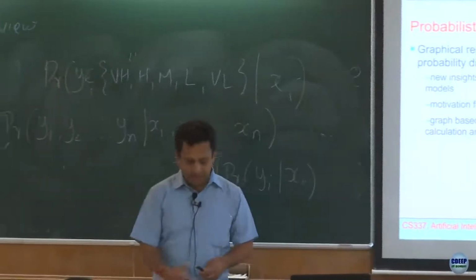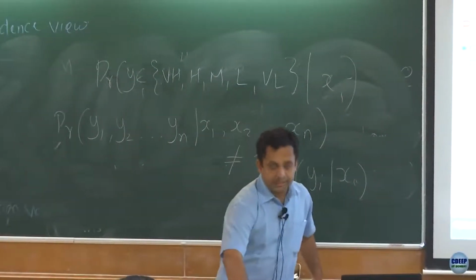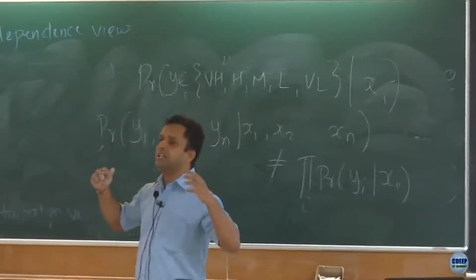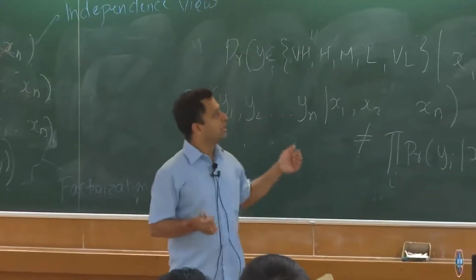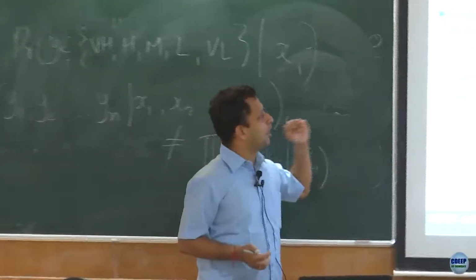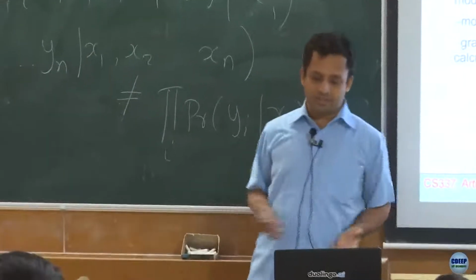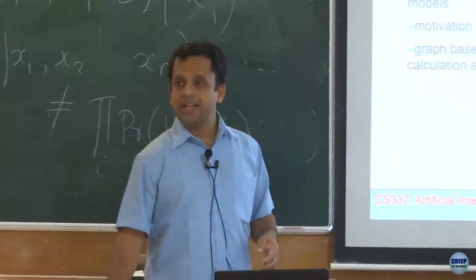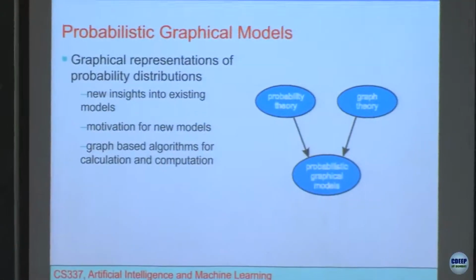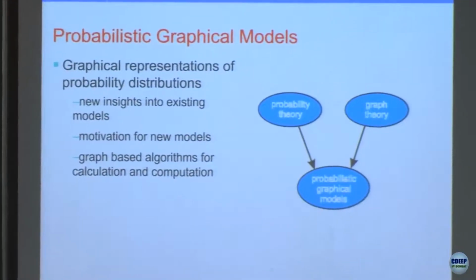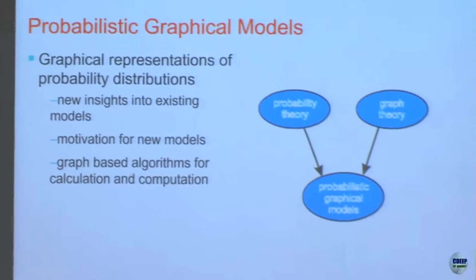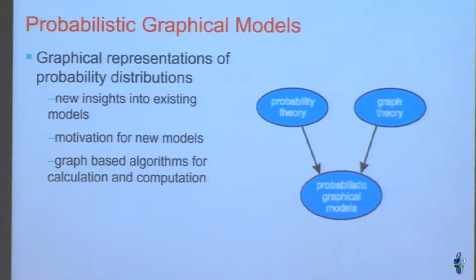When they were developed, they started helping you abstract what you already knew, right? New insights into existing models, but that also gave rise to new models. And eventually, because you have graphs, you could think about flows on graphs. You could compute max weighted trees. Have you done weighted trees? Right. So algorithms that have been developed for trees, for graphs could be reused. And they really come at the intersection of probability theory and graph theory.